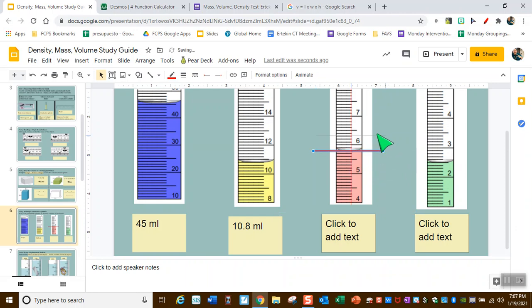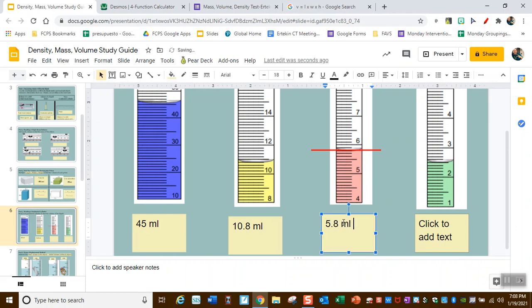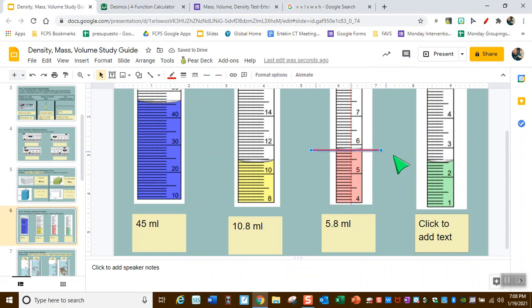Okay, so let's look at this one. The bottom of the curve would be right here. Okay, this is 5. So it'll be 5.1, 5.2, 5.3, 5.4, 5.5. This is 5.6, 5.7, 5.8. 5.8 milliliters. All right, and now let's try this one. This is also going by 0.1. So this is 2, 2.1, 2.2, 2.3, 2.4, and this is right in the middle with 2.5 milliliters.